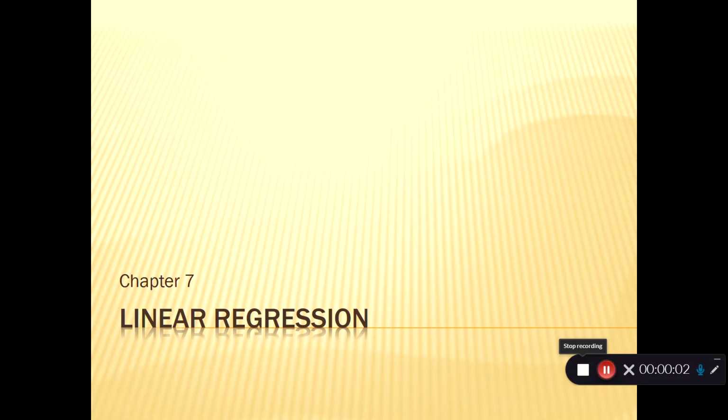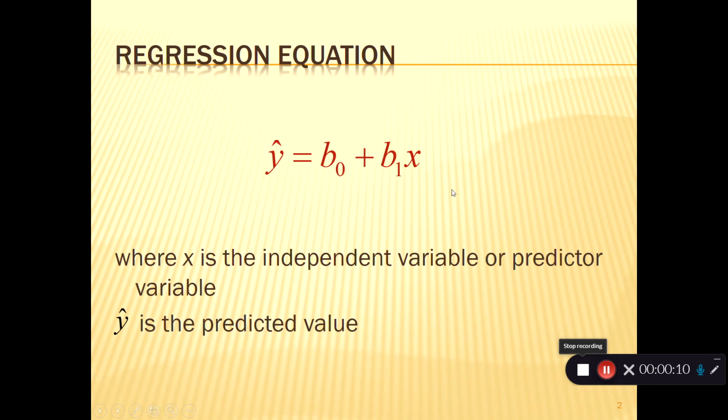Now that we understand what a scatter plot is and what a correlation is, let's talk about the process we use to get there, the linear regression. So a regression equation has this form. Now, if you remember from college algebra, the slope-intercept form of a line was y equals mx plus b. Well, here the m is in that b1 spot and the b is in the b0 spot.